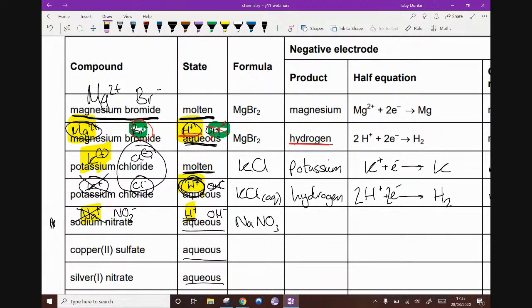You need them. At the negative electrode, I'm going to get hydrogen because it's less reactive than sodium. H plus is going to go in. It's going to then form H2. Balance for atoms, balance for charge. 2 electrons on the side that's more positive because they're going to be attracted there.